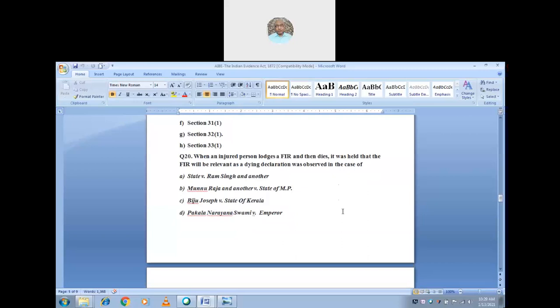The case law which I gave is State versus Ram Singh and another, Munna Raja and another versus State of MP, Biju Joseph versus State of Kerala, and Pakala Narayana Swami versus Emperor. These are the four cases in which it was decided that where the FIR is given and the person later dies, the FIR is deemed to be a dying declaration. It is observed in Munna Raja and another versus State of MP. That is the right answer.